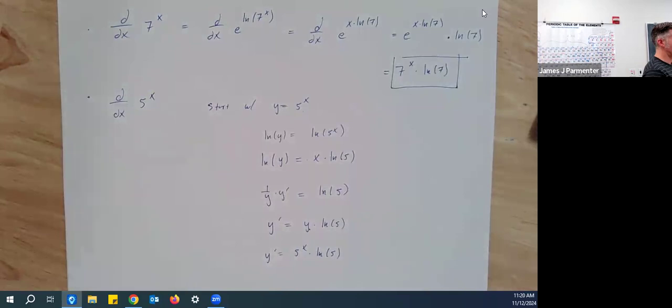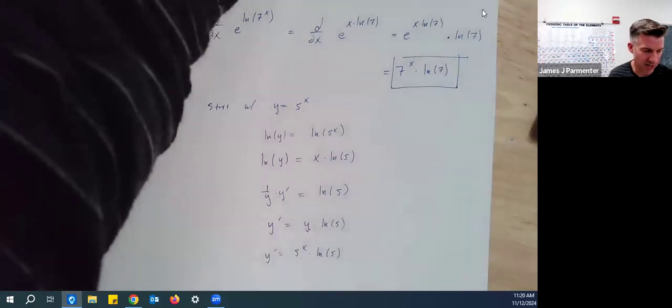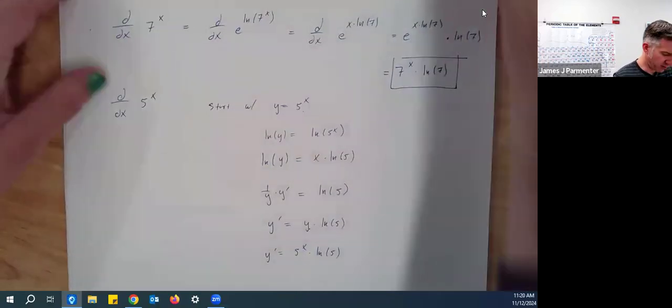So either way you want to get there is fine, but really at the end of the day, you don't want to do either of these. You want to memorize the fact that when you take the derivative of b to the x, you get b to the x times the natural log of b. And when we take the derivative of b to the stuff, you get b to the stuff times the natural log of b times the derivative of stuff. So with that in mind, let's find some derivatives.